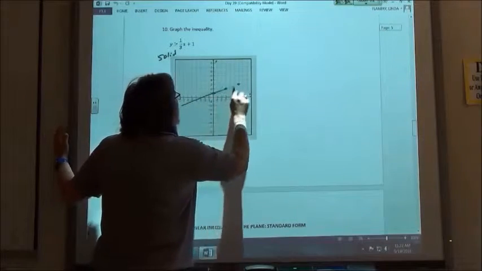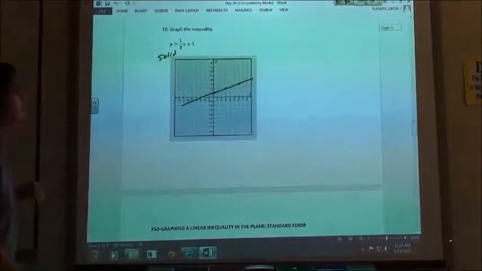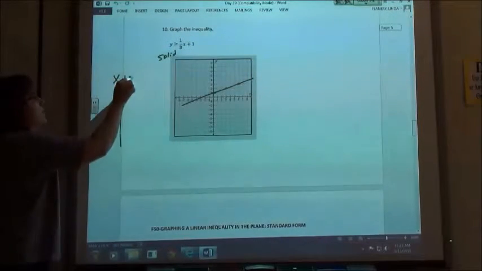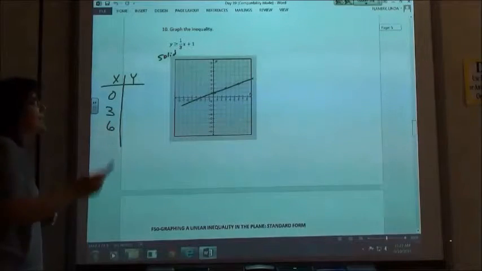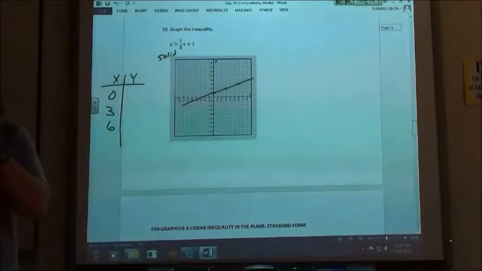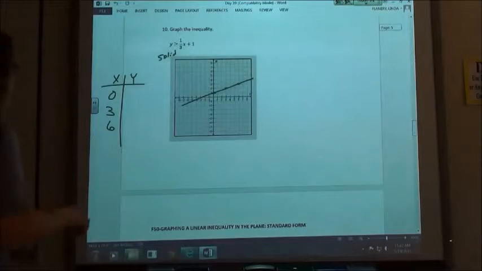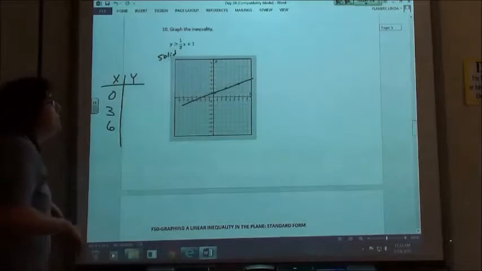Draw my line. Now if you were going to make a table on this one, careful on what you pick. You'd want to use something like 0, 3, and 6 so that you end up with nice whole number answers. If you pick a 2, then you're going to have 2/3 plus 1. Not that you couldn't do it, but it's not as easy.